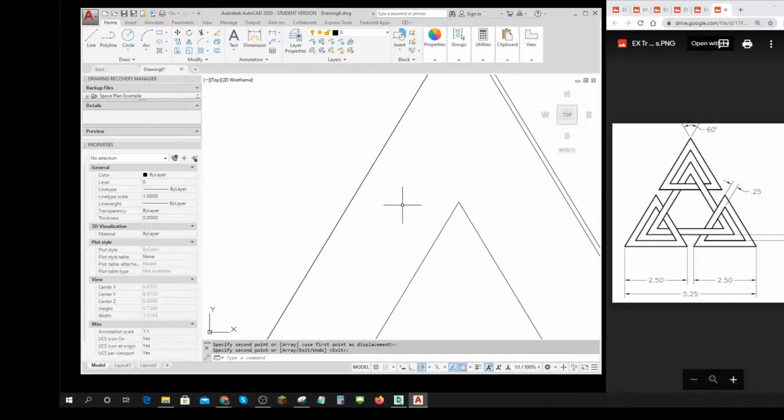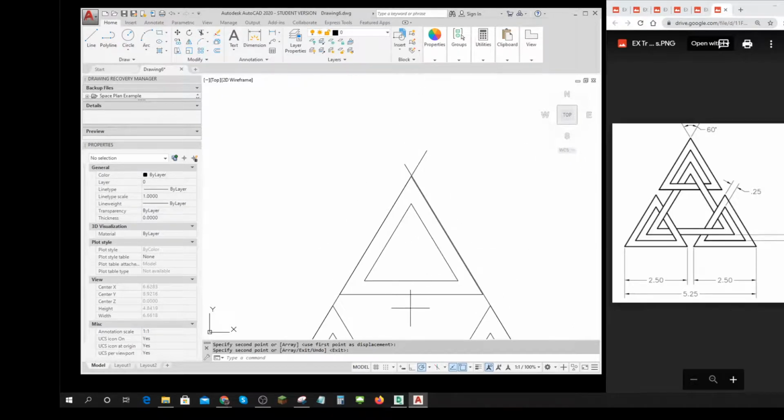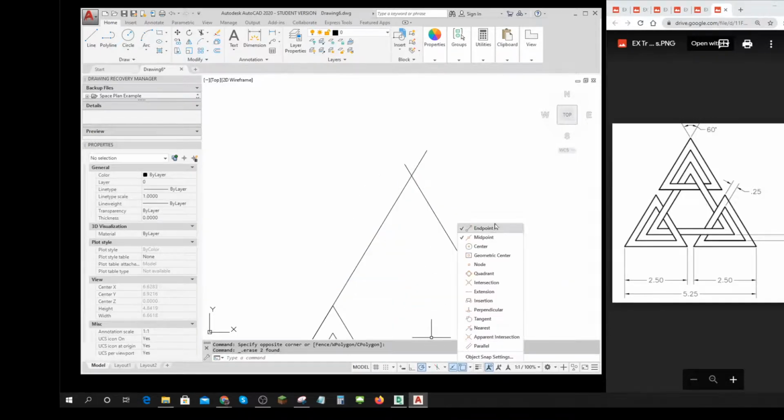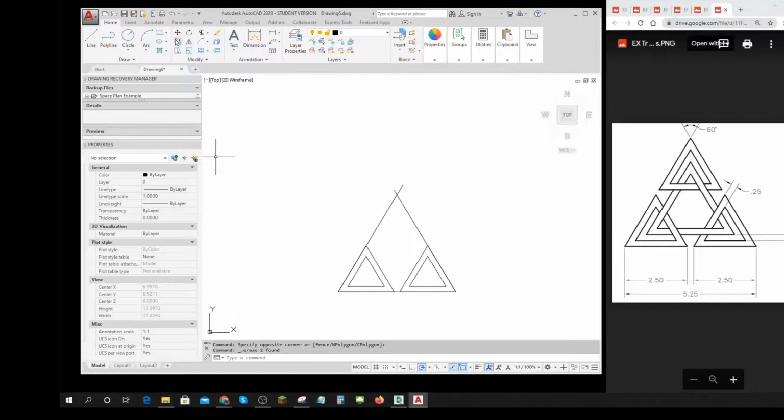I don't think I got that. Why didn't I get that? So that went wrong because I didn't have my intersection set. There we go. Now my intersection is set and I can copy. So you've always got to be watching.